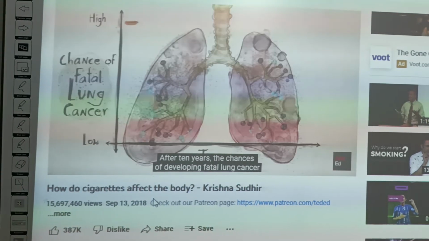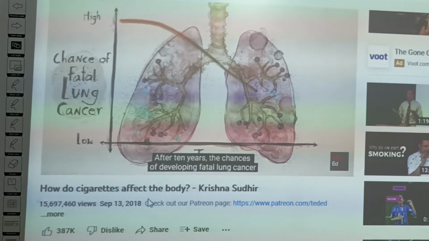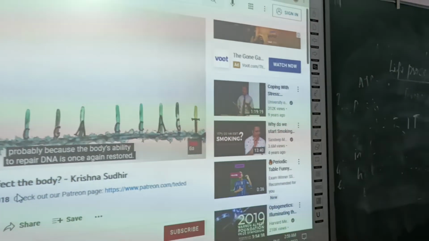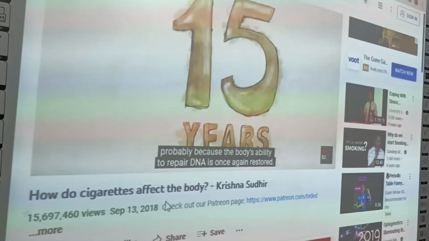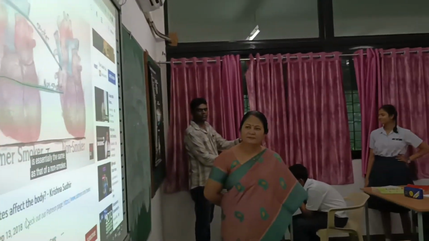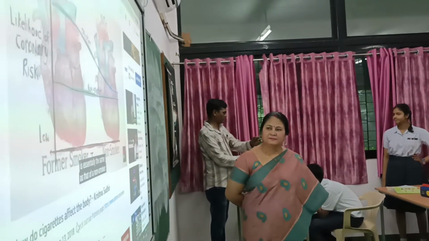After 10 years, the chances of developing fatal lung cancer go down by 50%, probably because the body's ability to repair DNA is once again restored. 15 years in, the likelihood of developing coronary heart disease is essentially the same as that of a non-smoker.